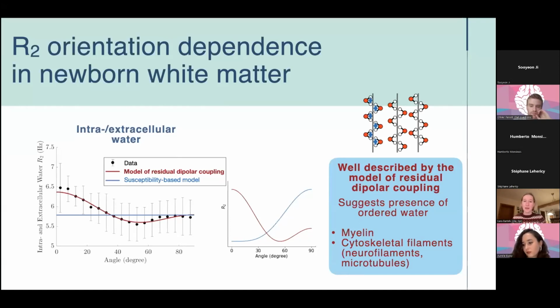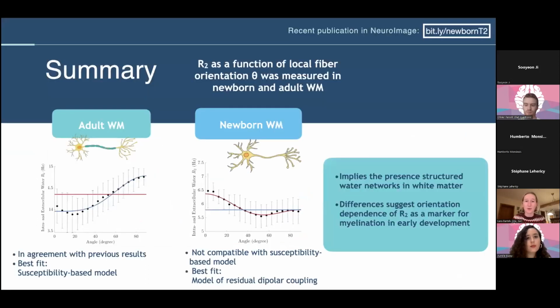what we think is a good candidate, because of its similarity to the collagen filaments that are present and facilitate the orientation dependency in collagen-rich tissues, are cytoskeletal filaments such as neurofilaments and microtubules, because those are also known to be aligned along the length of the axon. So they also have the spatial anisotropy that is required to be the cause of this order.